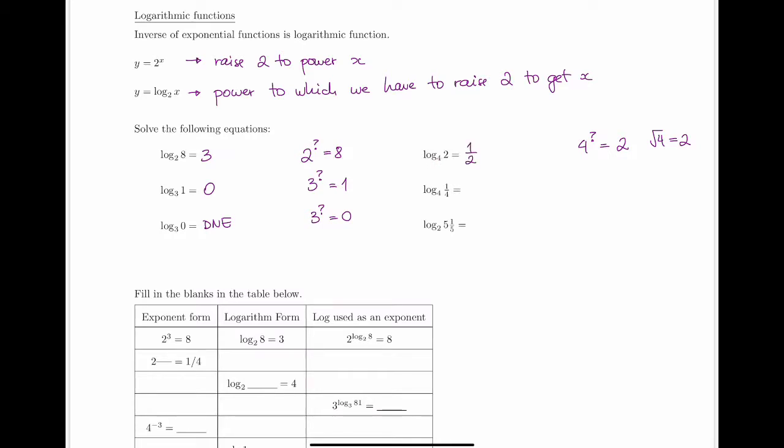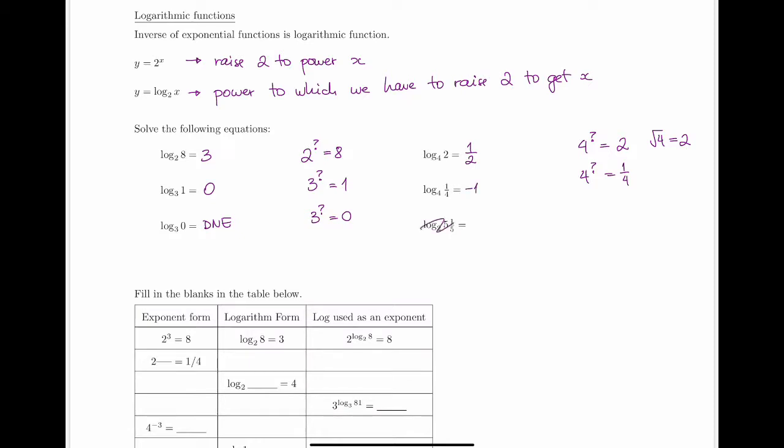Next up, what power do we have to raise 4 to get a quarter? So 4 to what power is equal to a quarter? Here I noticed that 4 simply traveled to the bottom, and the power that accomplishes that is -1.